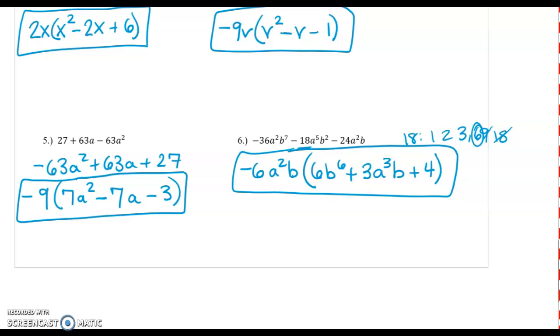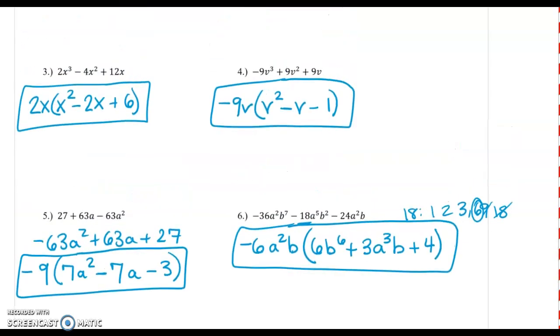Okay, so this is the first type of factoring, which is greatest common factor. You're going to be using this throughout this whole unit. So this is just the first method that we're looking at.